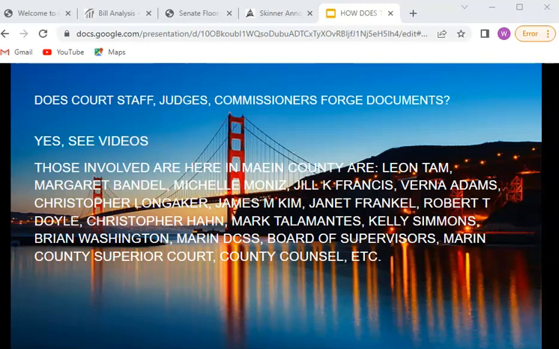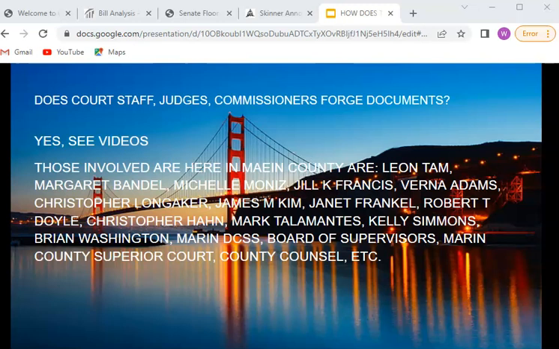Do court staff, judges, commissioners forge documents? So this is from Marin County. Those that are involved here in Marin County, there's a typo. Leon Tam works for the Child Support Agency. He told me that child support was voluntary and mandatory. He was giving legal advice and doing things that were fraudulent. Margaret Bandel helped prepare the false and forged documents by the Child Support Agency in Marin County Superior Court that were filed.